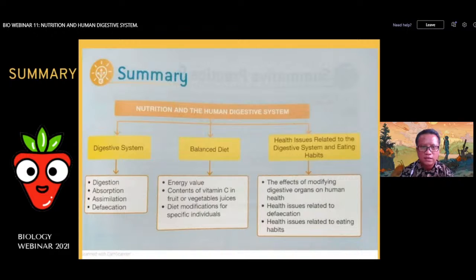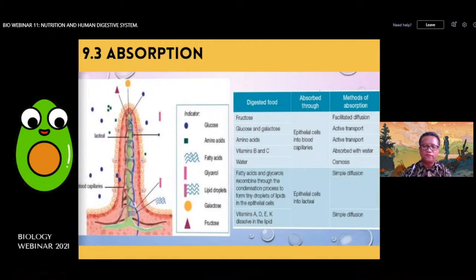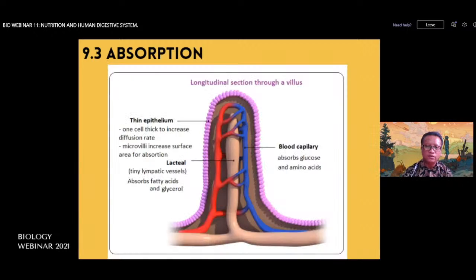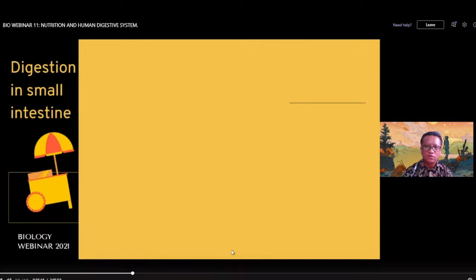Okay, summary. So after absorption is assimilation that will be carried out by another speaker. So for my part right now, as you can see, let's take a look at the digestive system. We have the digestion, absorption, assimilation, and defecation. Okay, so let's review back what we have learned until absorption, meaning that the food is starting from the, sorry, I will take you back to the earlier slides, the component of the digestive system.